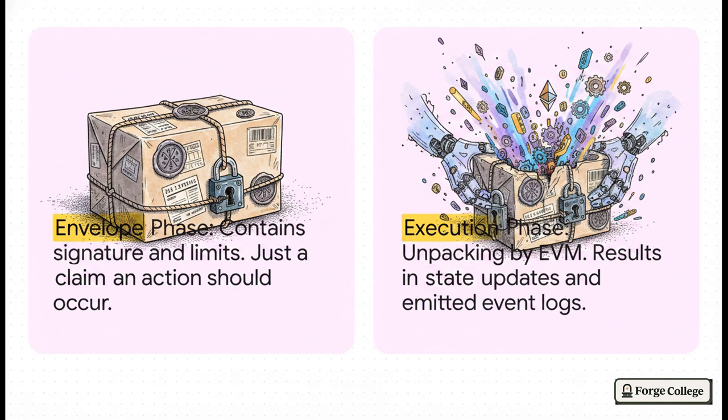The execution phase, on the other hand, is the actual unpacking by the EVM, the Ethereum virtual machine. This is where the magic happens, resulting in state updates, changing balances, and emitted event logs. Mixing up the envelope and the unpacking is basically the #1 cause of debugging headaches.